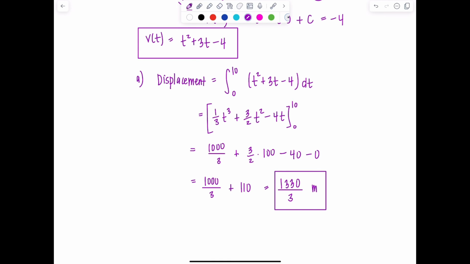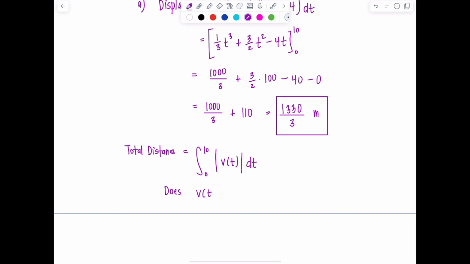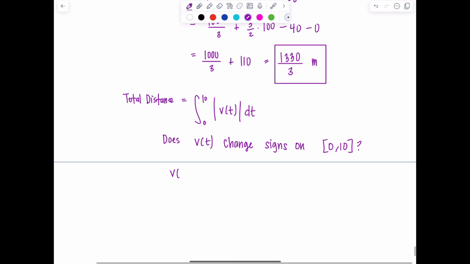Okay, now it's going to get more spicy. Now we need the total distance traveled. Oh my. So total distance is going to be integral from 0 to 10 of absolute value of v of t dt. So what I want to know is, does v of t change signs, right, on the interval from 0 to 10? So in order to answer that question, I'm going to set the velocity function equal to 0 and see.